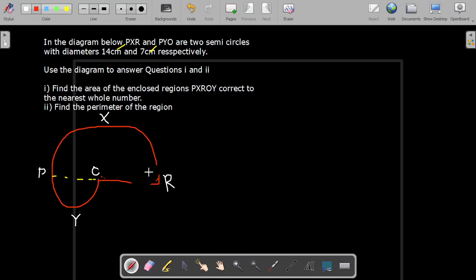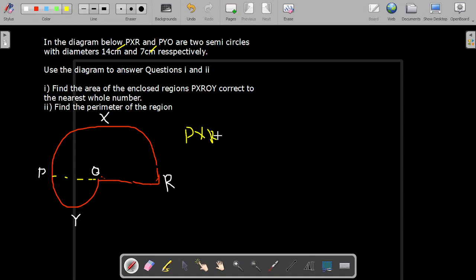So we have the diameter of PXL to be 14 centimeters and PYO to be 7 centimeters. We have to find the area of the enclosed regions.